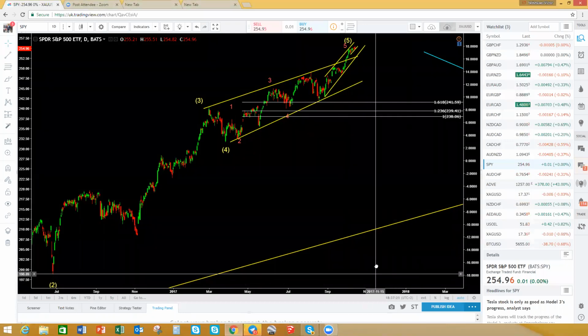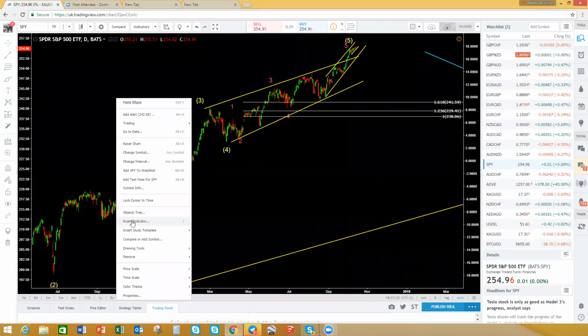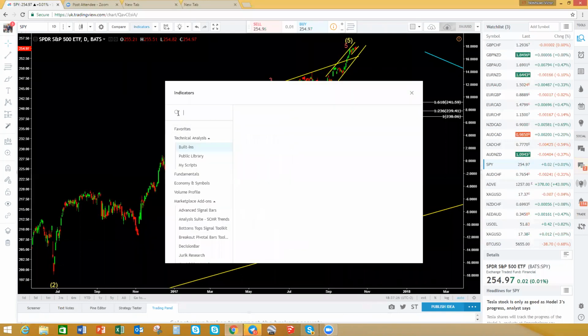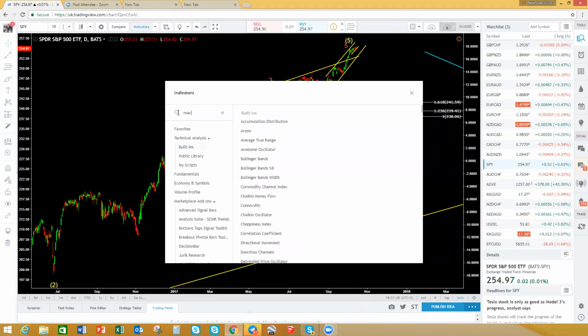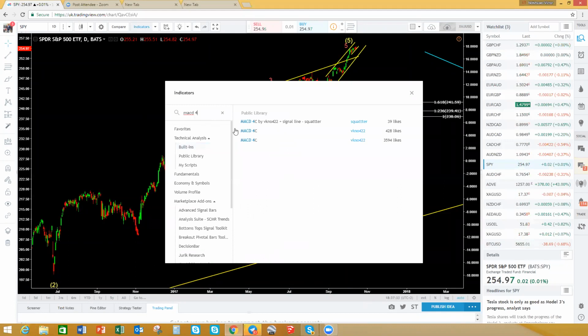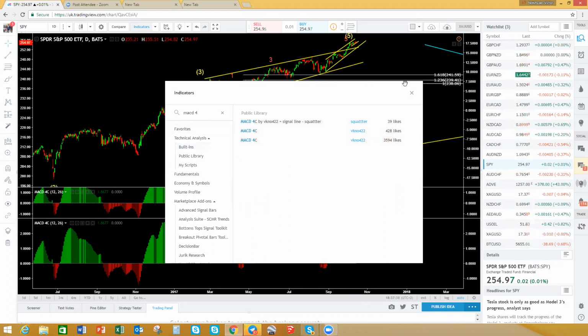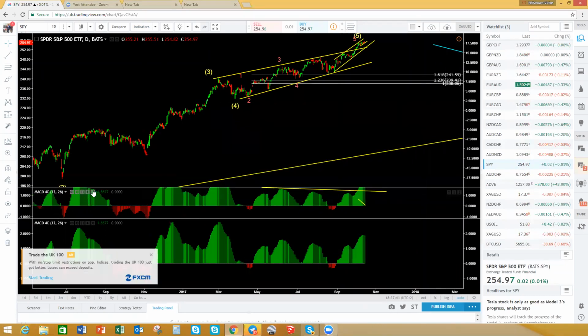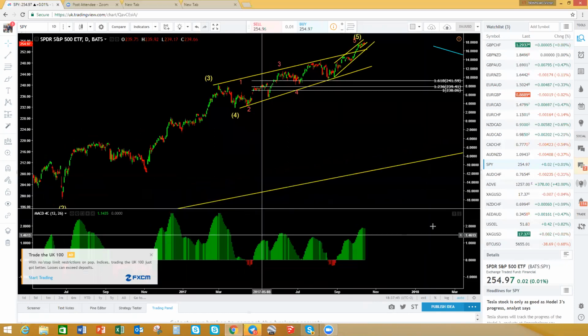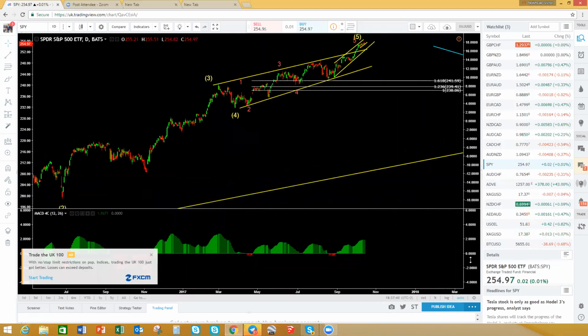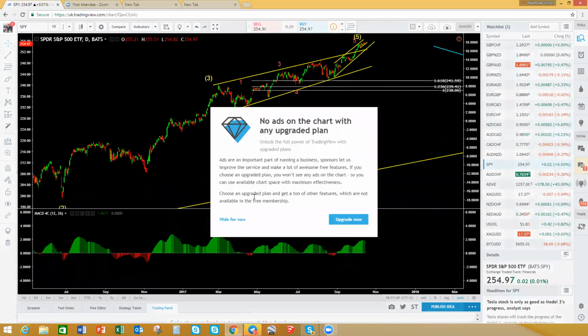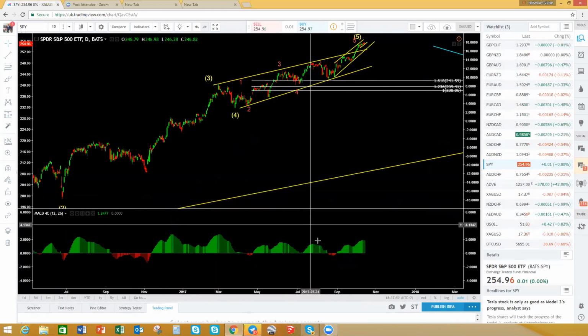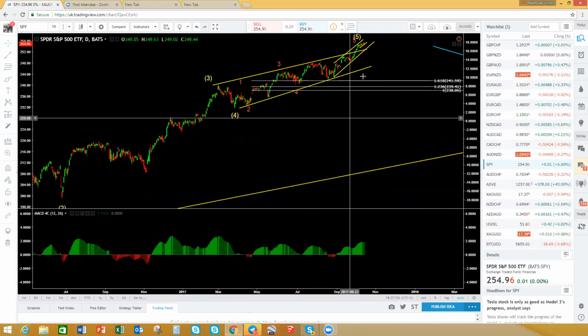And let's look at what the divergence is doing. I can't see my divergence. Let me insert that indicator that I use. I don't know what happened to my MACD there. Okay, that's my MACD. Okay, I'm going to close one off. And this is the daily, it does not look like it's ready to come down yet.